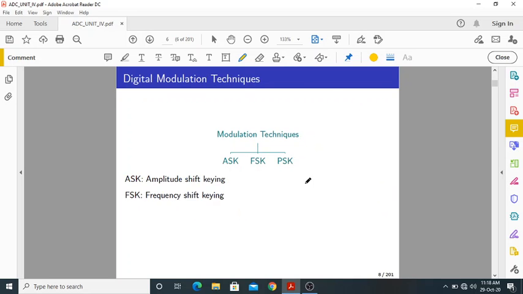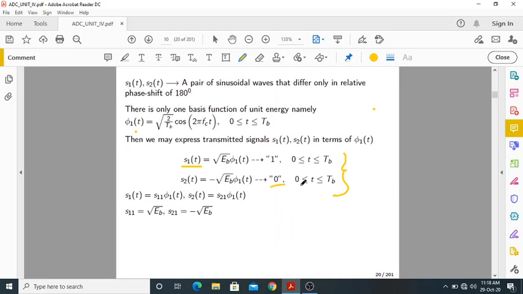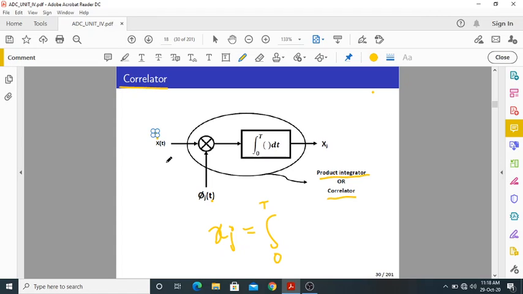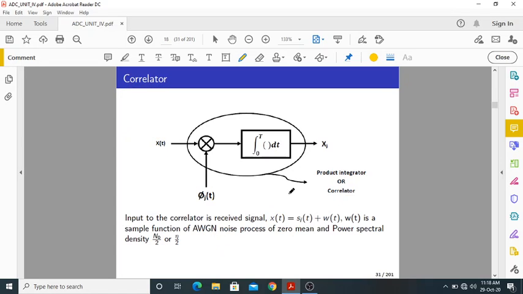Anyway, now here, to this correlator, what is the input? Input is x of t, that is the received signal. So what is x of t? Obviously that is si of t, the transmitted signal, plus w of t, a noise. What kind of noise is that? AWGN noise, additive white Gaussian noise with zero mean and power spectral density N0 by 2 or eta by 2.